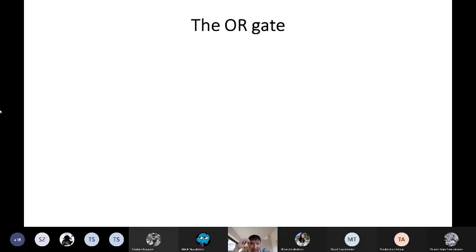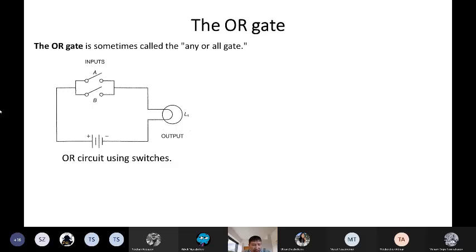Next, we will study the OR gate. It's also a very simple logic gate. In simple words, we can say that we call it any or all gate. So here's a simple circuit that performs this logic OR function.